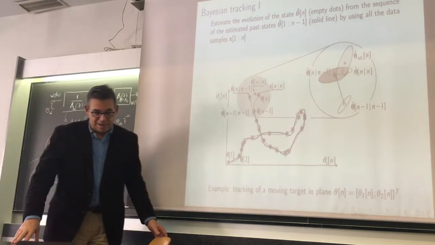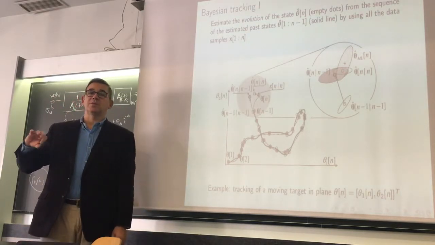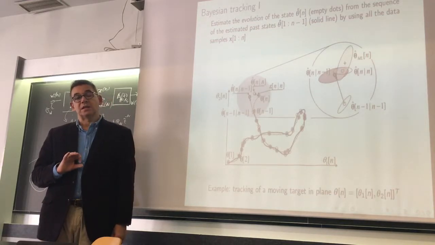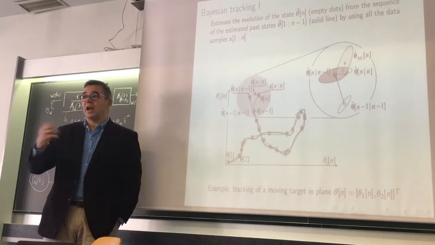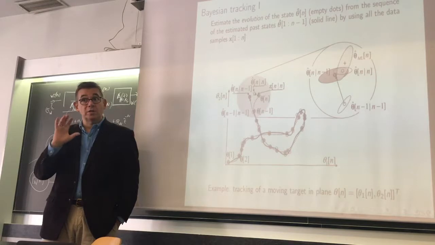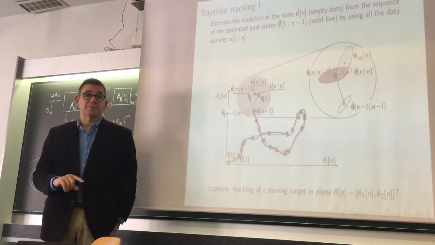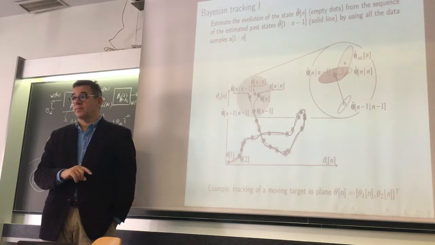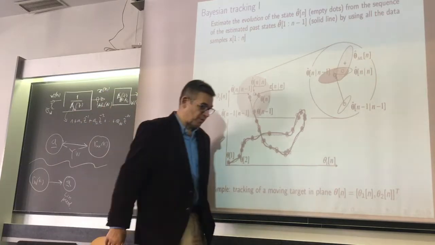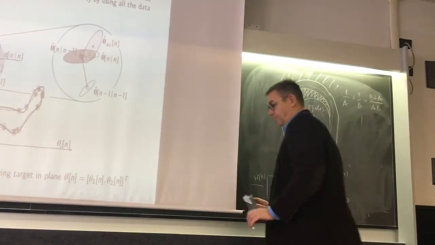Now, the major difference of Bayesian tracking with respect to the estimation theory we have been doing so far is that in Bayesian tracking, we are tracking the variation of a set of parameters, knowing the mechanism that makes the parameters change. It's different from the adaptive case. So, it is different from what we have been doing so far.